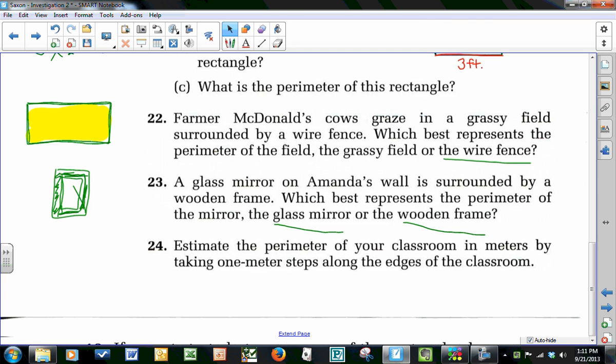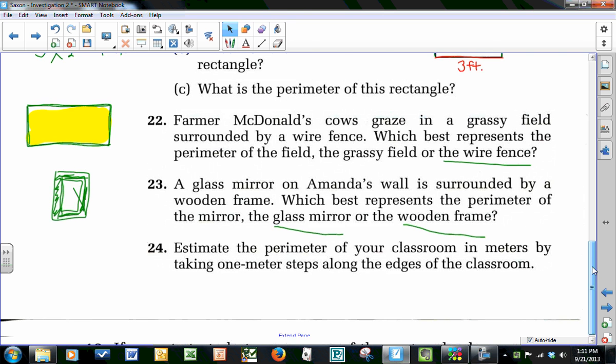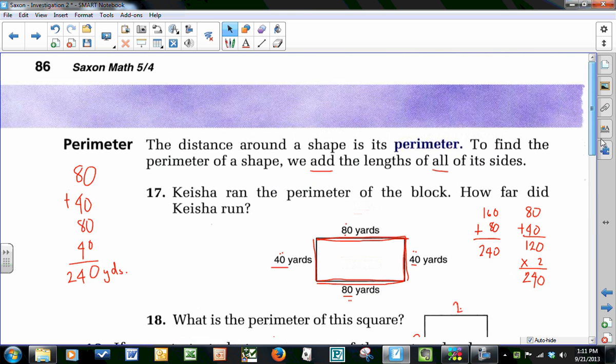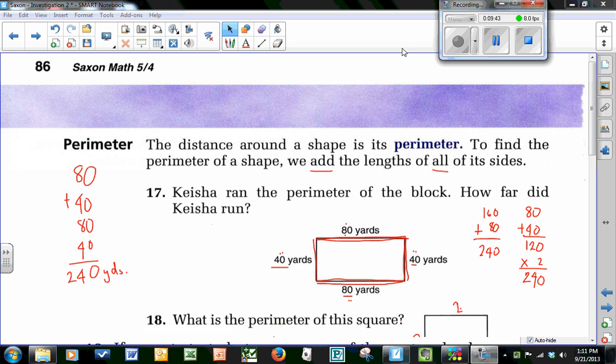Let me review once again with you. Go to the top. Let me grab it. Here we go. Remember the distance around a shape is its perimeter. And to find the perimeter of a shape, you add the lengths of all its sides. Do some practice problems like that and persevere until you've achieved your task of mastering perimeter. I'm sure you can do it.